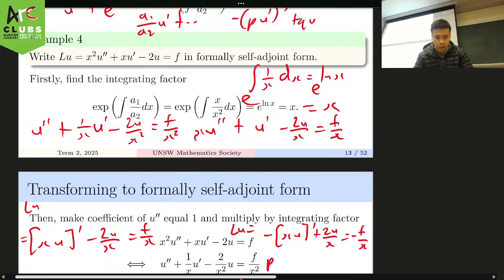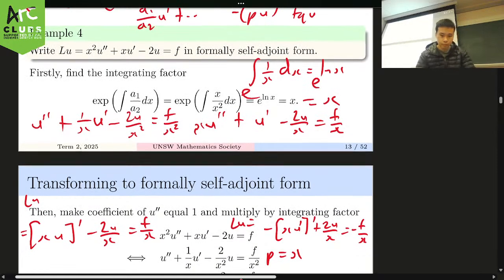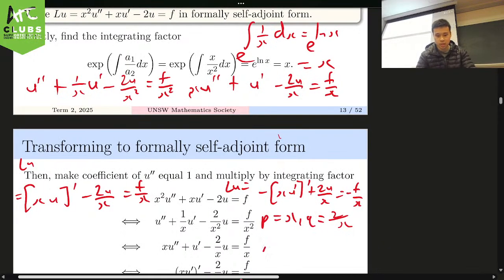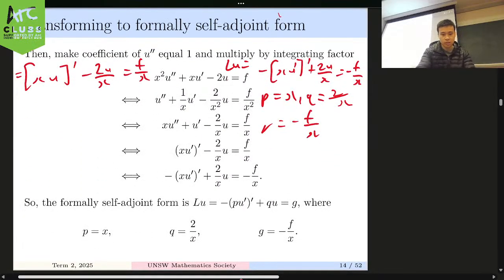So P here is going to be the thing in front of U dash. So it's just the thing in front of U dash, so it's just x. Q is going to be the thing in front of this U, so it's 2 on x. Because we just have the forcing term, maybe call it R. So R is the f on x. Like whatever, this is the result, the self-adjoint form.